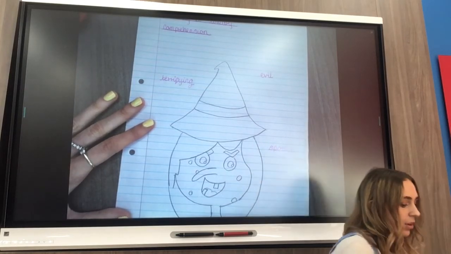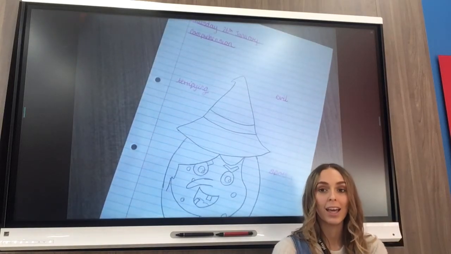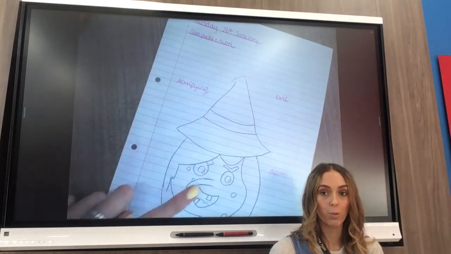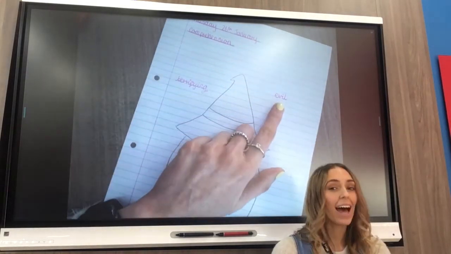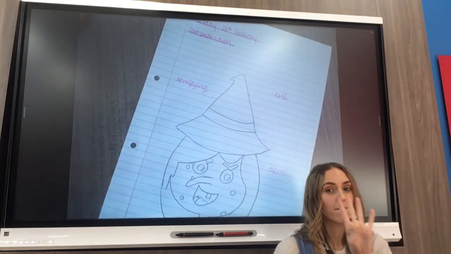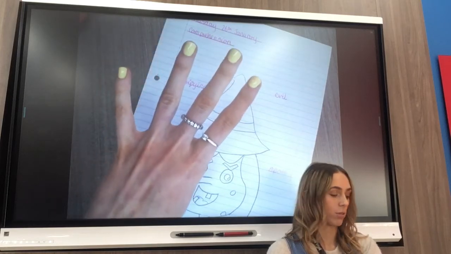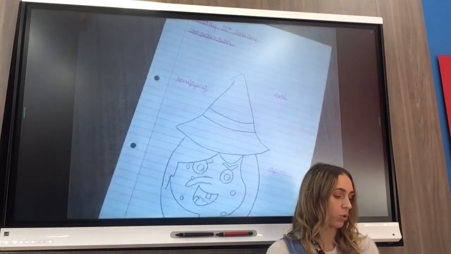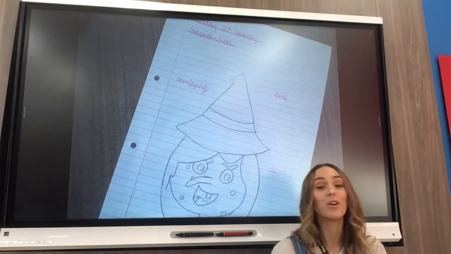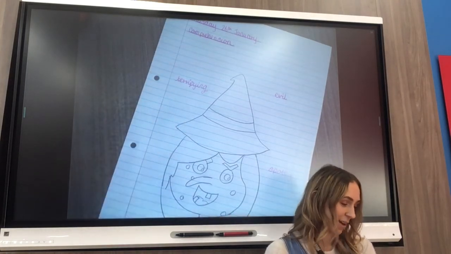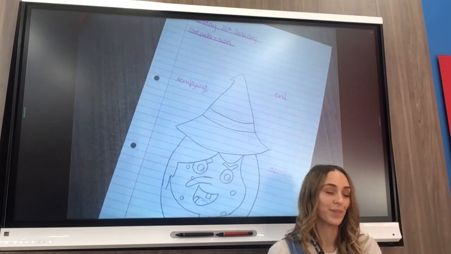Okay. So, remember, your challenge now is to draw your very own witch, whether she's evil or not, and to write me at least 4 adjectives, 4 describing words around your witch. I'm really looking forward to seeing some of your pictures of your witches. I wonder how many evil witches we'll get and how many good witches we'll get.